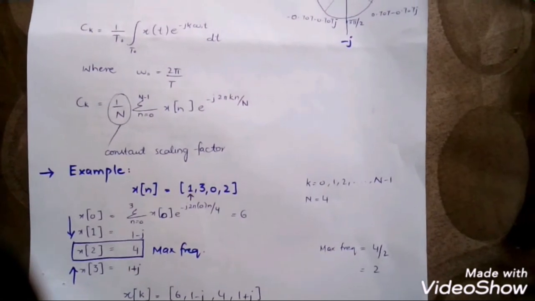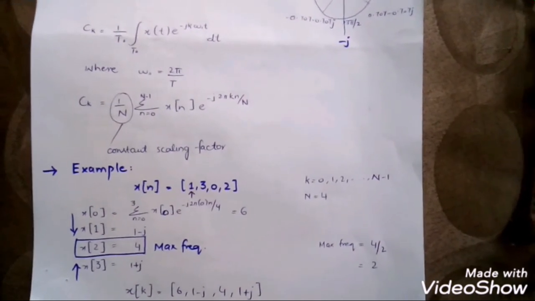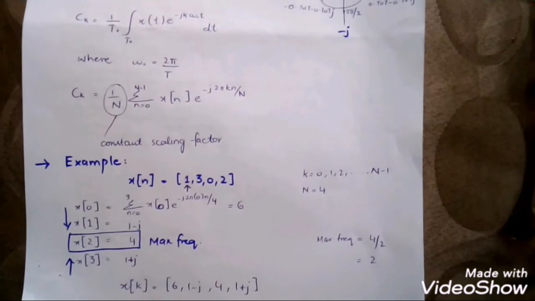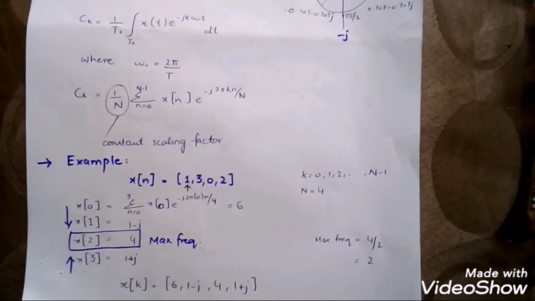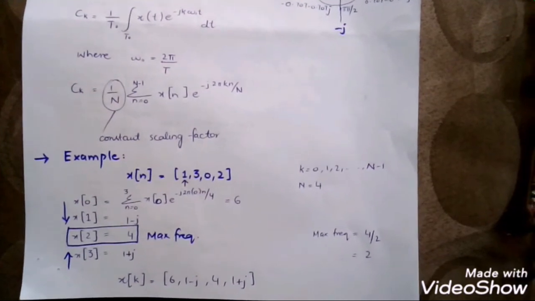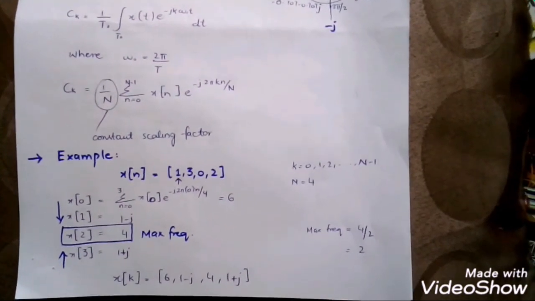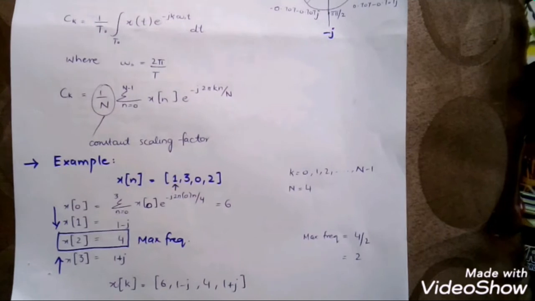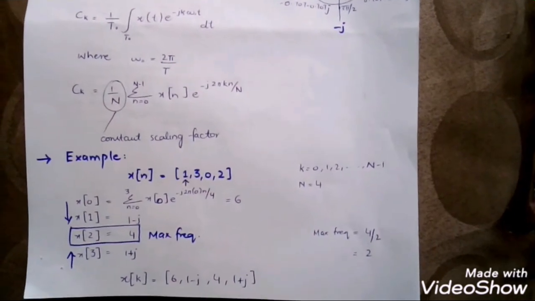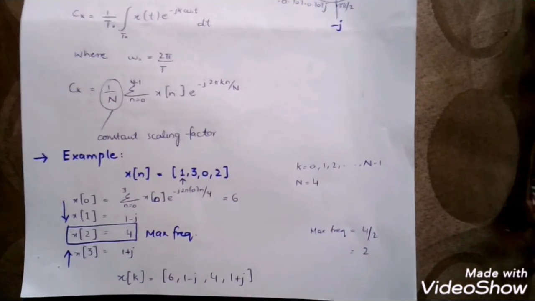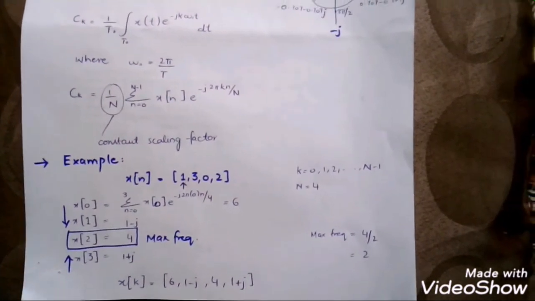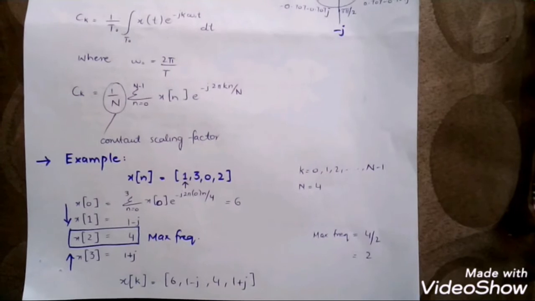Now we put 0, 1, 2, 3 into the formula and get the values, like X of 0 is equal to 6, X of 1 is equal to 1 minus j, X of 2 is equal to 4. So we know that here the maximum frequency is at the value of X of 2. So X of 2 is equal to 4. So this is the maximum frequency.